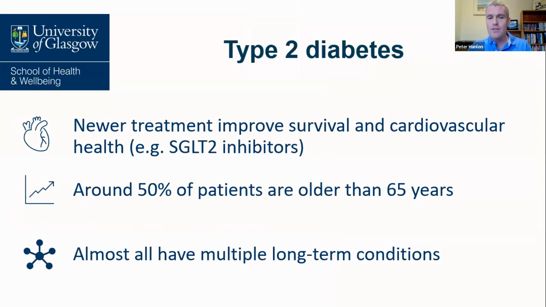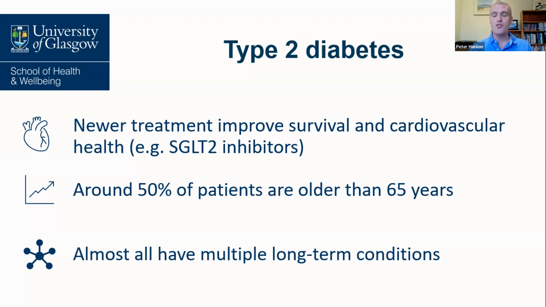We also have relatively newer treatments. They're not that new anymore, but over the last 10 years, the treatment of type 2 diabetes has changed. We have more options. We have some treatments like SGLT2 inhibitors, GLP-1 agonists, which have been shown to improve cardiovascular outcomes over and above their glycemic effect. And so the applicability of these newer treatments is an important question.